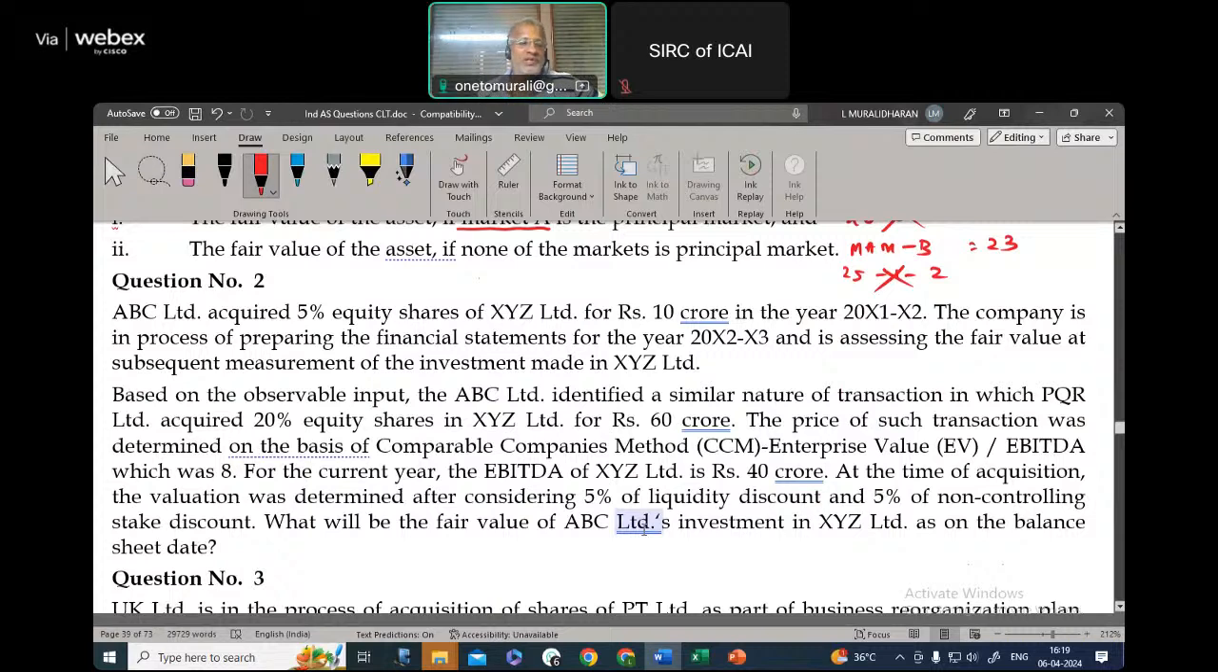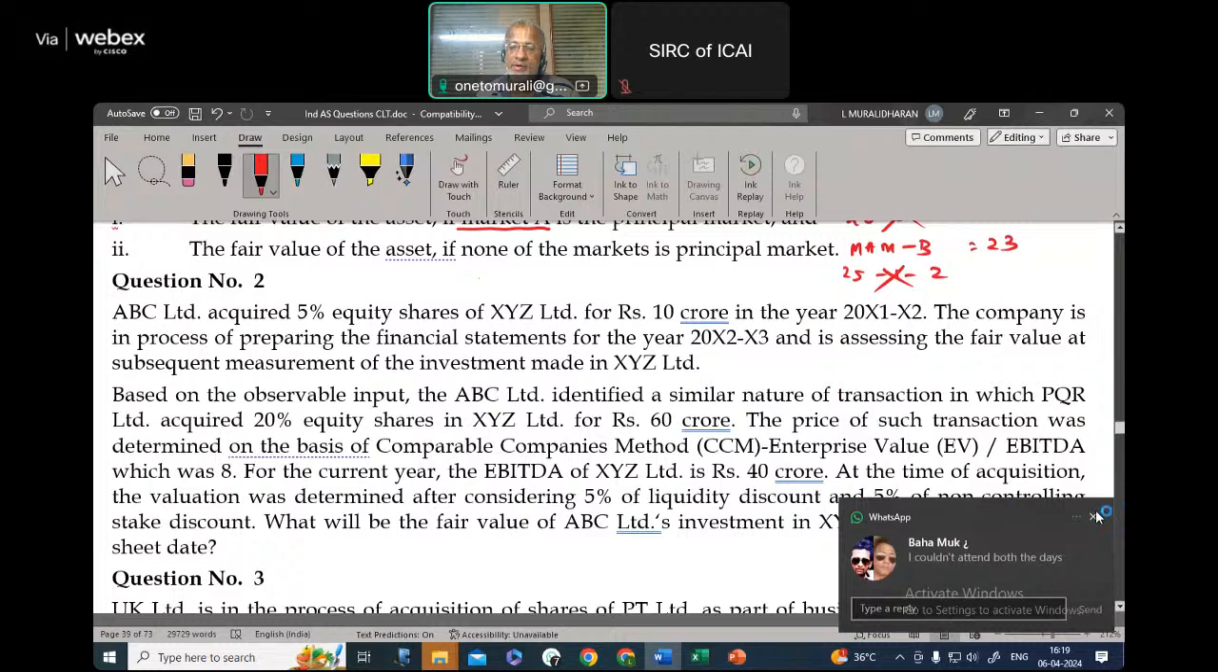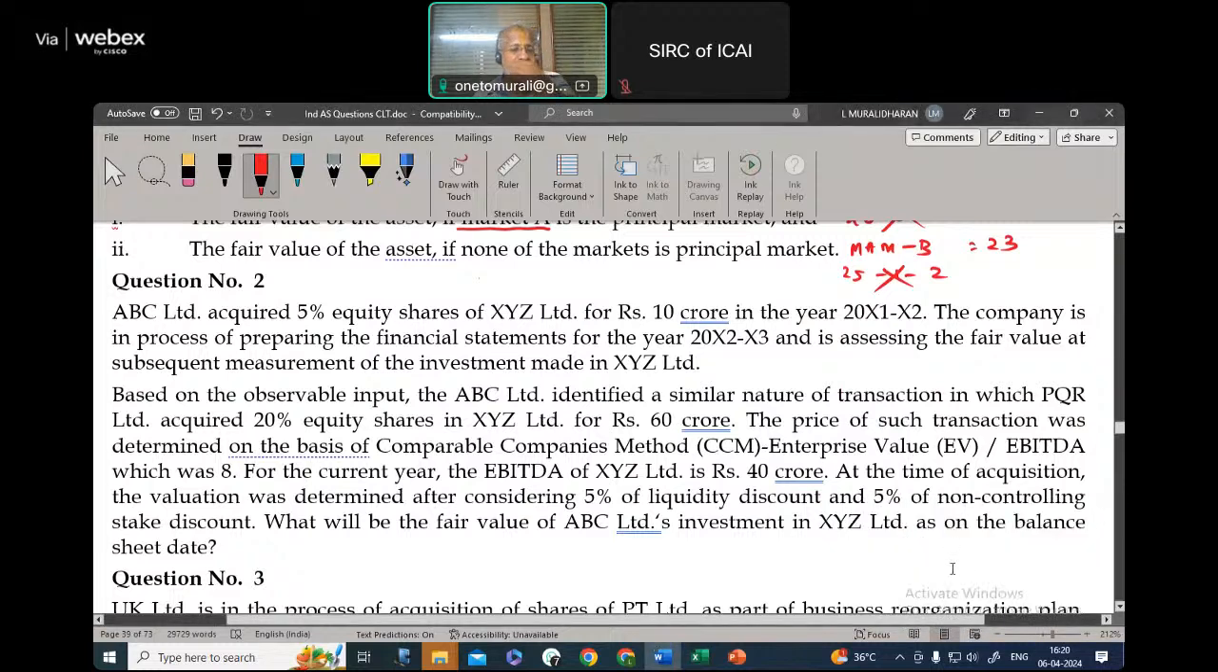The price of such transaction was determined on the basis of the comparable companies method, CCM, enterprise value to EBITDA, which was 8. For the current year, EBITDA of XYZ is 40 crores. At the time of acquisition, the valuation was determined after considering a 5% liquidity discount and a 5% non-controlling stake discount. What will be the fair value of ABC's investment in XYZ as on the balance sheet date?